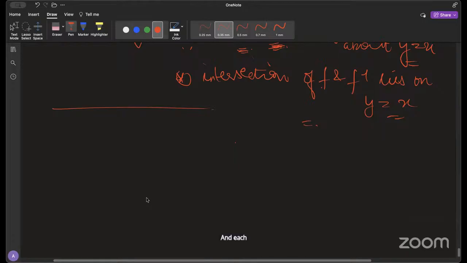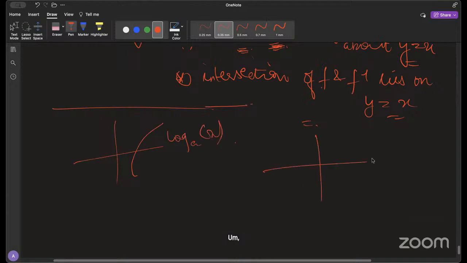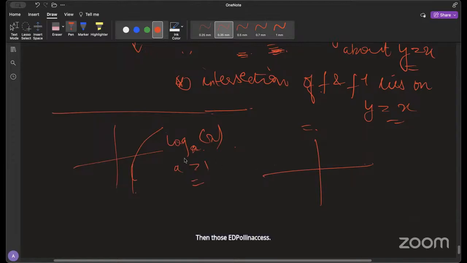Week 6 is basically log and its properties, and that's what it revolves around. So everyone just knows this is the graph of log base a of x. Take the inverse of it, for a greater than 1. Then e to the power x is the inverse of log base e. Inverse of a to the power x.